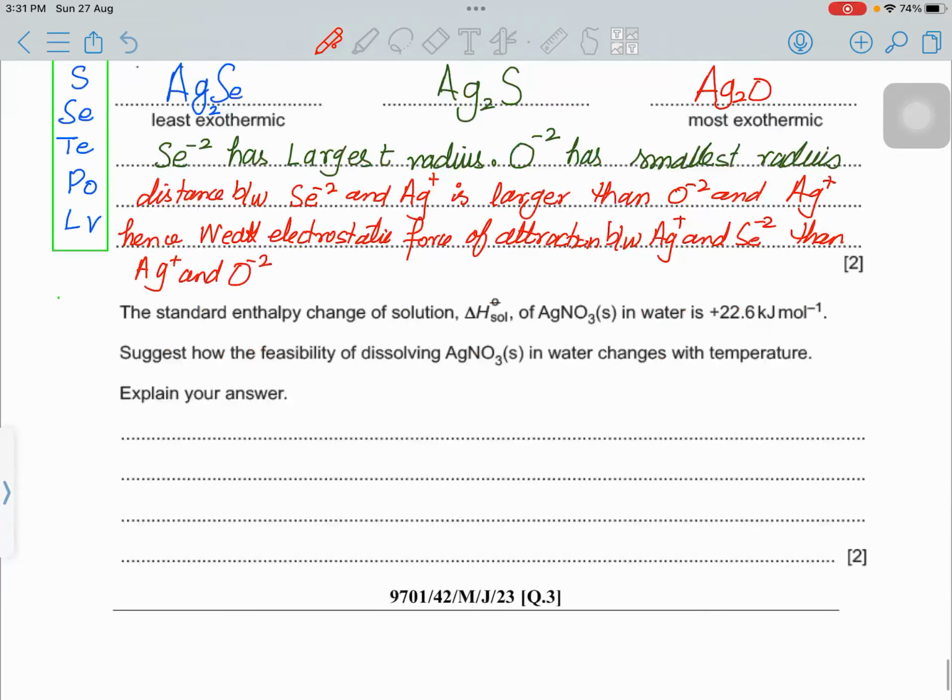Let's take the last one, the last part of the 2023 paper. The standard enthalpy change of solution of AgNO3 in water is 22.6 kilojoule per mole. Suggest how the feasibility of dissolving AgNO3 in water changes with temperature. Explain your answer for 2 marks.